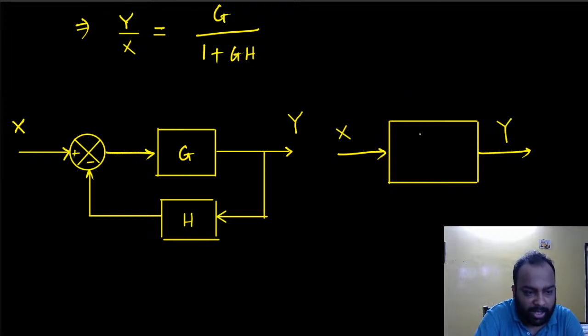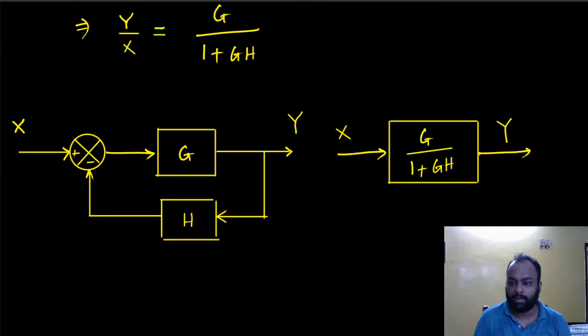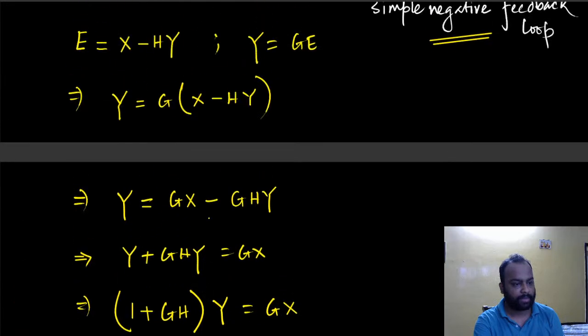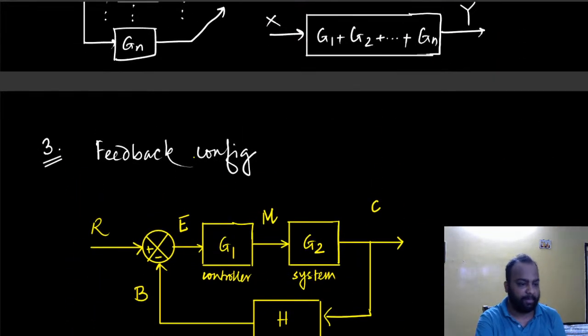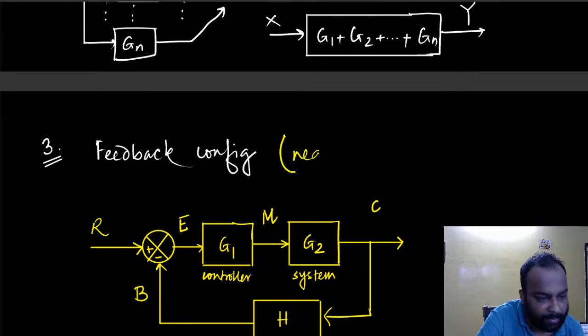So this is going to be the equivalent transfer function, g by 1 plus gh. So this is the equivalent transfer function for a negative feedback loop, right? So what we are saying, we are considering a feedback configuration, or rather a negative feedback.